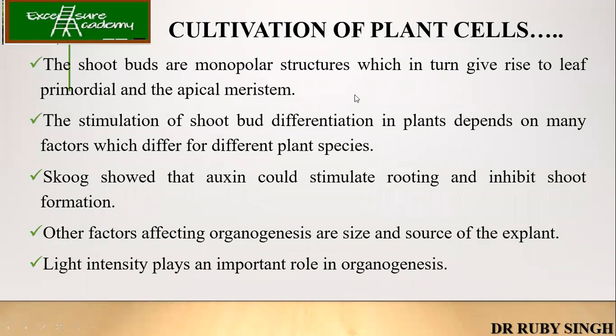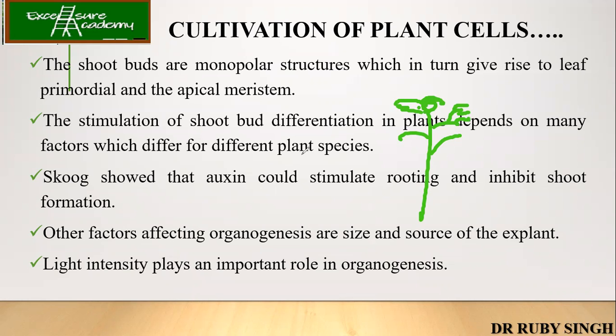Let's talk about the shoot over here. The shoot buds are monopolar structures, and they give rise to leaf primordia and the apical meristem. If you see in the plant, you have got the stem, and leaves are there. On the top, the meristematic tissues are there, and leaf primordia are there. From here, you get small leaves, and this portion is called the apical meristem.